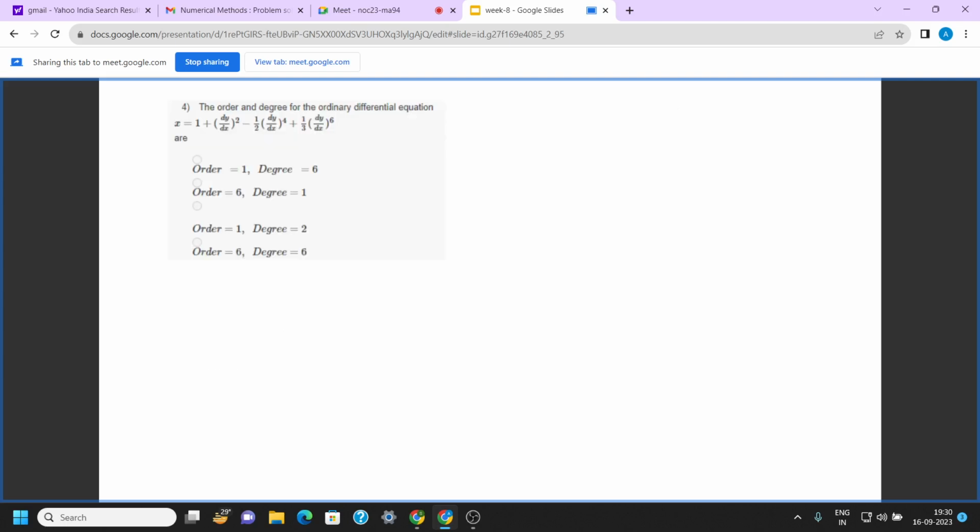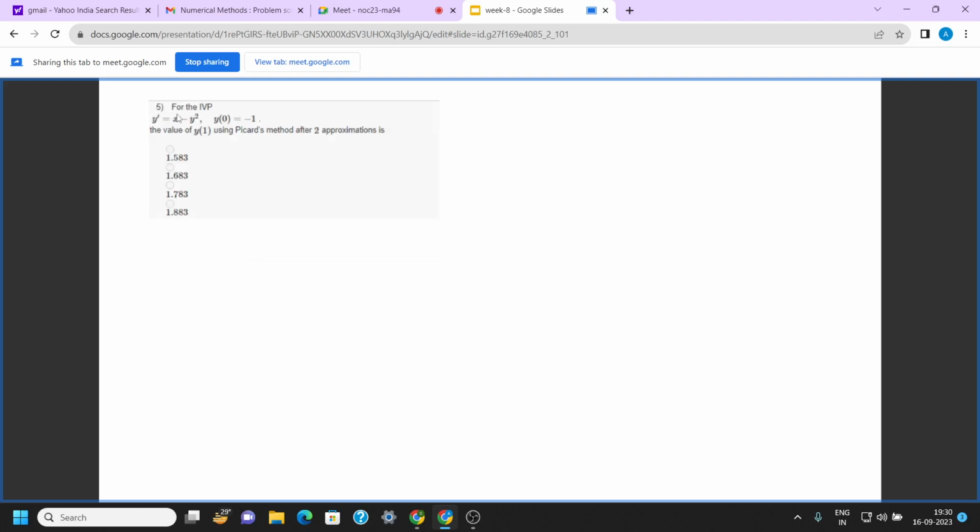Now the next question was the order and degree for the ordinary differential equation x = 1 + (dy/dx)^2 - 1/2 (dy/dx)^4 + 1/3 (dy/dx)^6. So what is the order here? 1, and the degree is 6. Okay, so the correct option is A. Fine.